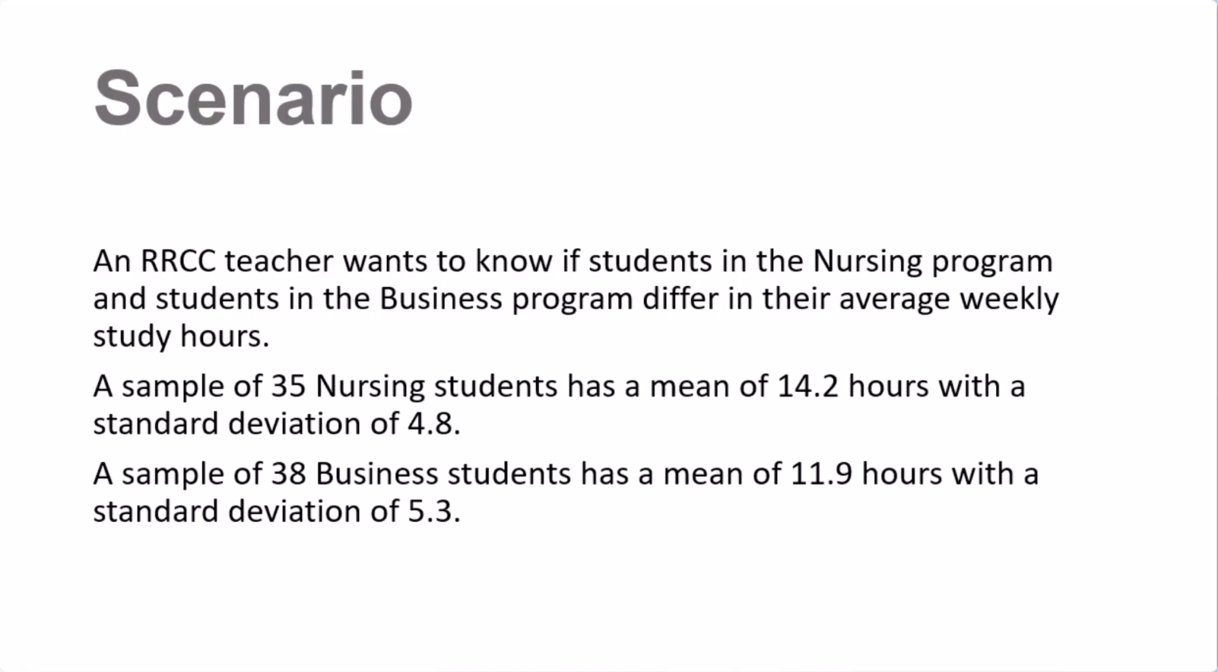I mentioned in the title that these are for comparing two independent means. We're talking about the mean from two different populations, the population of nursing students and the population of business students. And these are independent in the sense that the study times for the nursing students are not connected in any way to the study times of the business students. These aren't the same students in different classes.